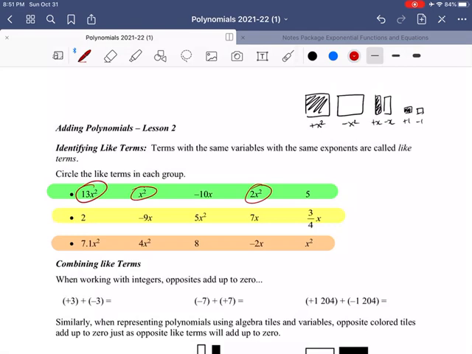In the next row, highlighted in yellow, what has the same shape? Well, the 2 is a constant. So is there any other constants? Nope, nope, nope, and nope.